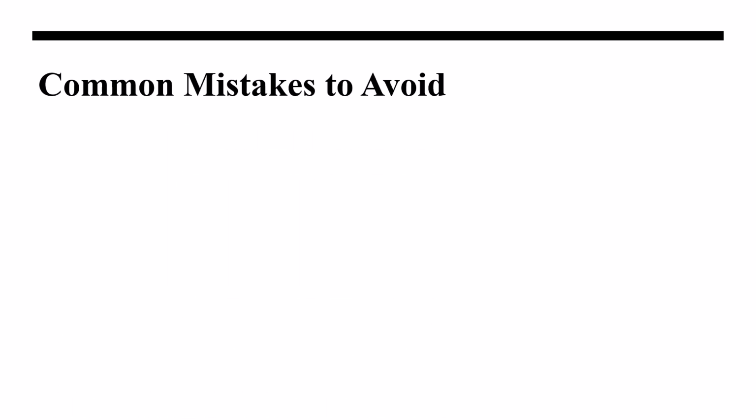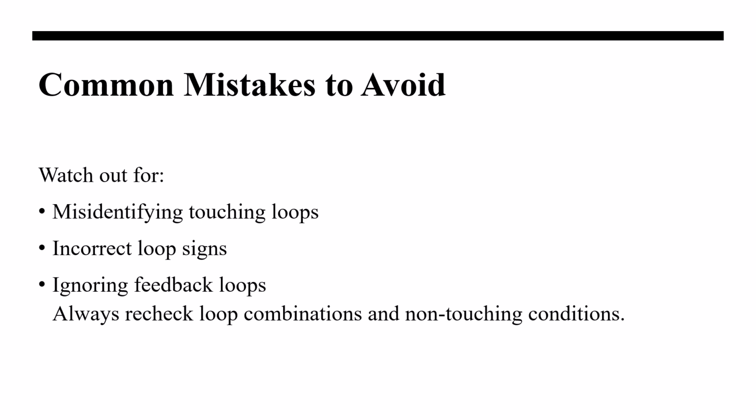The next thing is common mistakes. As we already discussed for the block diagram reduction technique, common mistakes can be made. In the same way, with signal flow graphs some common mistakes can be made: confusing touching and non-touching loops, identifying incorrect loops, and ignoring feedback loops. All of these need to be checked very carefully, one by one, especially the loop combinations and non-touching loop conditions. Then only can you reduce signal flow graphs in a simple manner. Otherwise, it will get very messy and complicated.